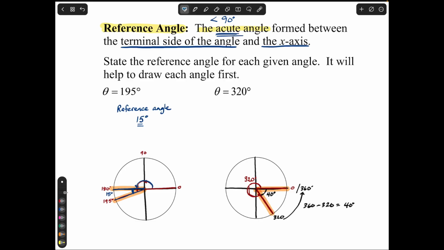Okay, so I'm going to continue to look at these, but just remember, this is going to help us when we're identifying all the different corresponding angles as we're going around the circle. We'll talk a little bit more about it as we get deeper into the next lesson.